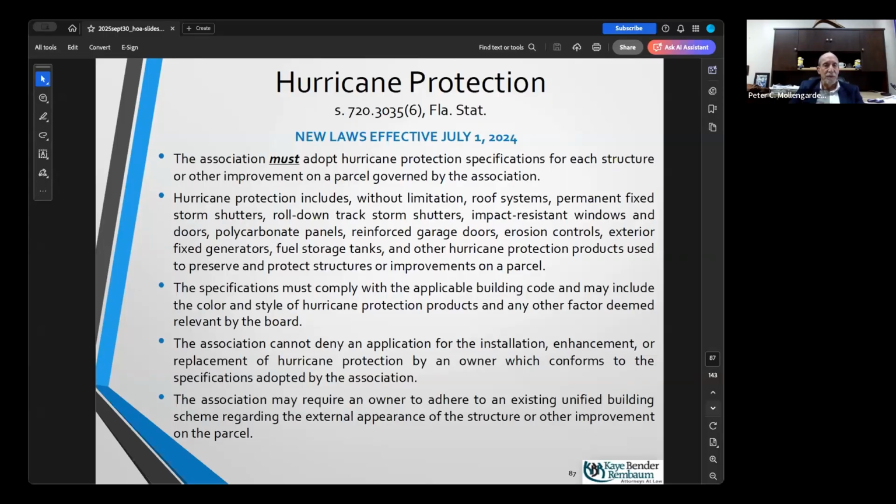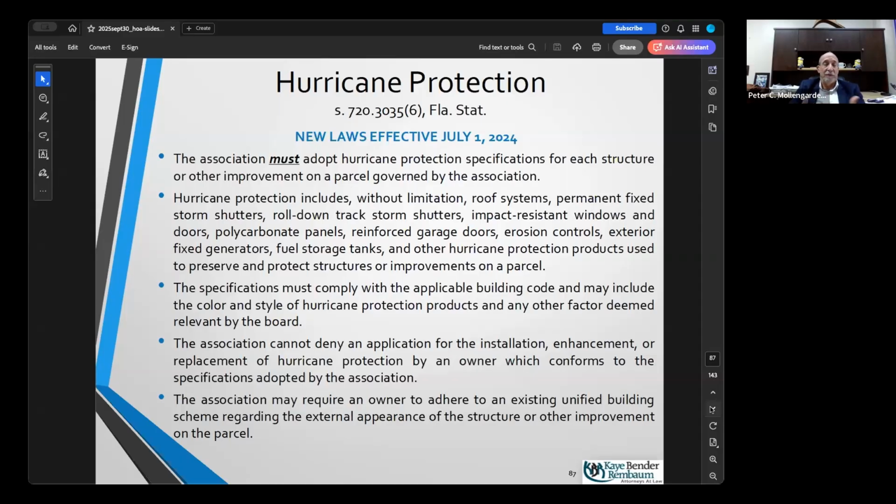These specifications that you adopt must comply with applicable building code and may include the color and style of hurricane protection products and any other factor deemed relevant by the board, again, provided they comply with code. The association cannot deny an application for the installation, enhancement, or replacement of hurricane protection by an owner which conforms to the specifications adopted by the association. However, you may require an owner to adhere to an existing unified building scheme regarding the external appearance of the structure or other improvement on the parcel.